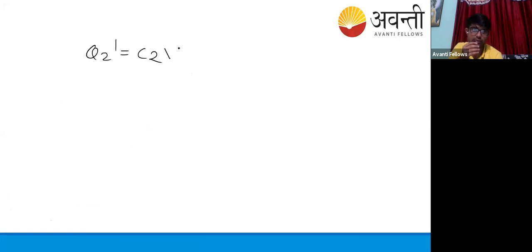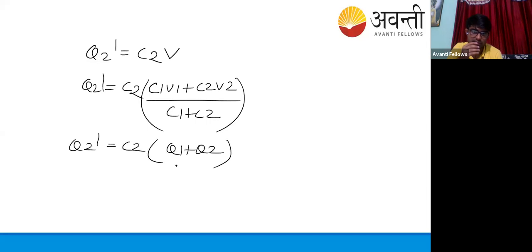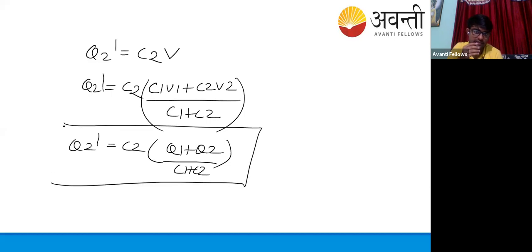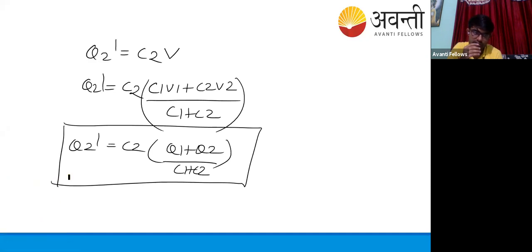Common potential we have derived, as in the case of Q1 dash. We'll put the same thing, now in a compacted form. Let me put C1 V1 plus C2 V2 upon C1 plus C2. So this is Q2 dash. In the compacted form, I'm writing fast, it will be C2 times (Q1 plus Q2) upon C1 plus C2. So this is basically Q2 dash.